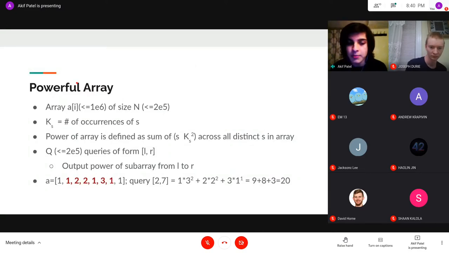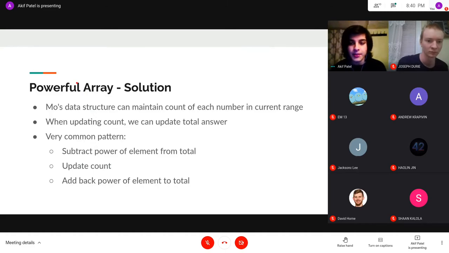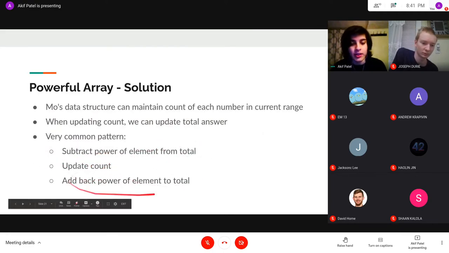Yeah, so this next slide is basically exactly what David said. Our Mo's data structure can maintain the count of how many times each number appears in the current range that your data structure is encompassing. When we update the count, we can update the total answer. The way we do that is through a very common pattern that you'll see both in Mo's algorithm problems and throughout CP when you're updating sums of contributions. It's exactly what David said: you subtract the power of that element using the formula here from the total, you update the count, and then you add the power back to the total.